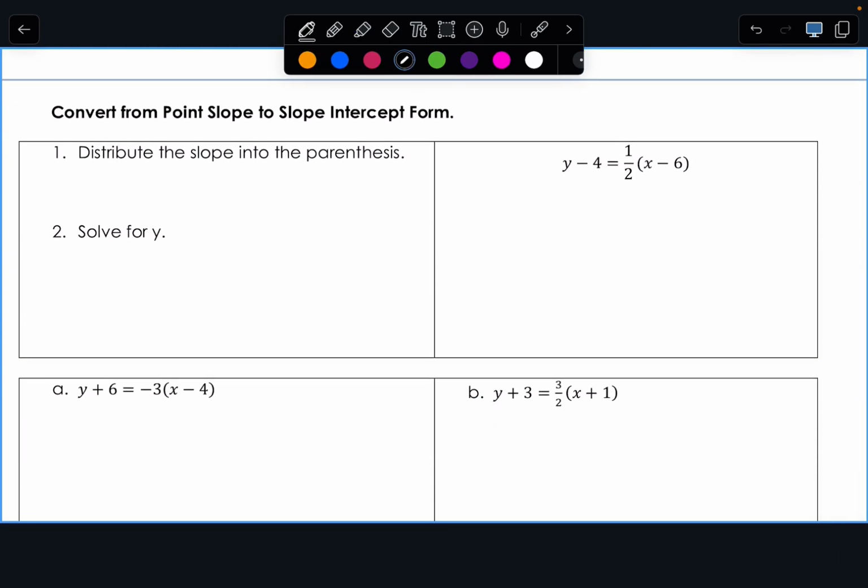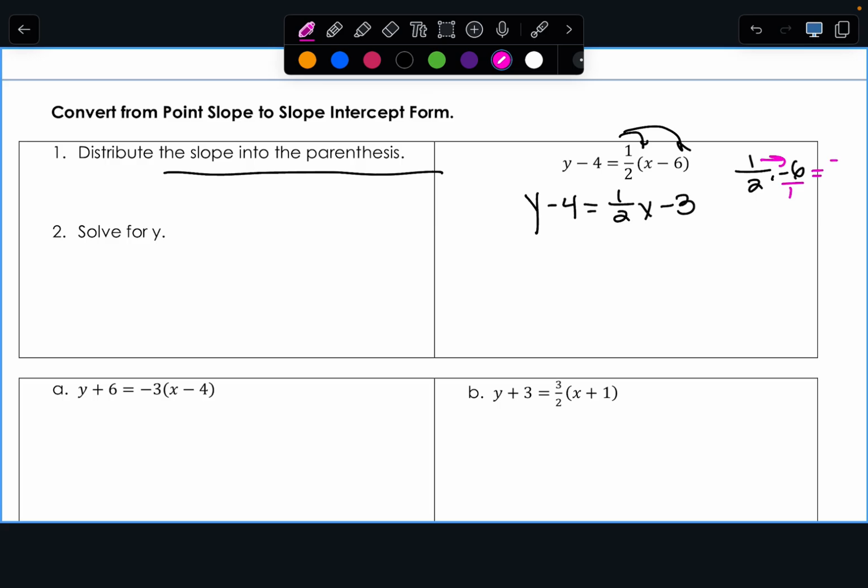Next page is converting between the 2 forms. You're solving it for y just like we do in standard form. First step is to distribute the slope into the parentheses. So y minus 4 equals 1/2 x. And then 1/2 times -6. A half of -6 is -3. In case you don't see it, we multiply across. -6 over 2, which gets me -3.